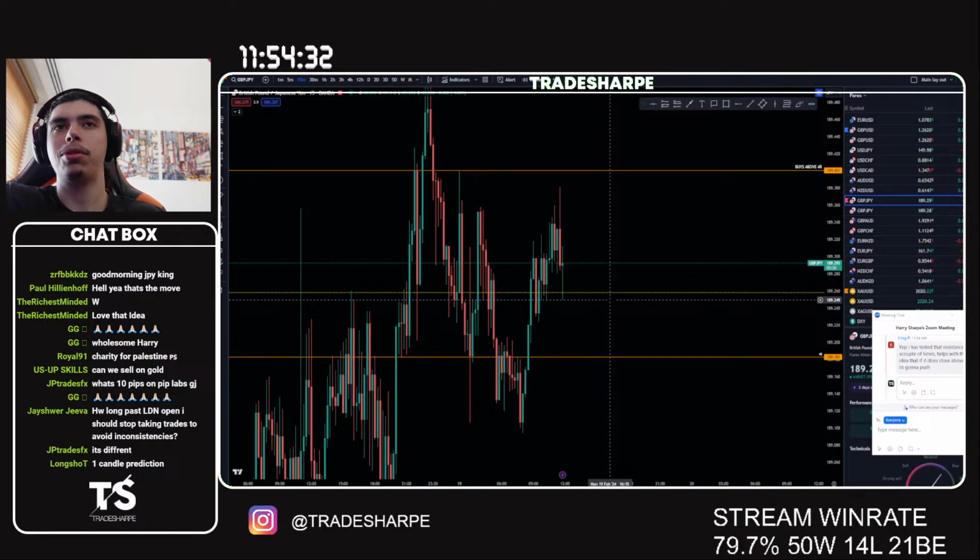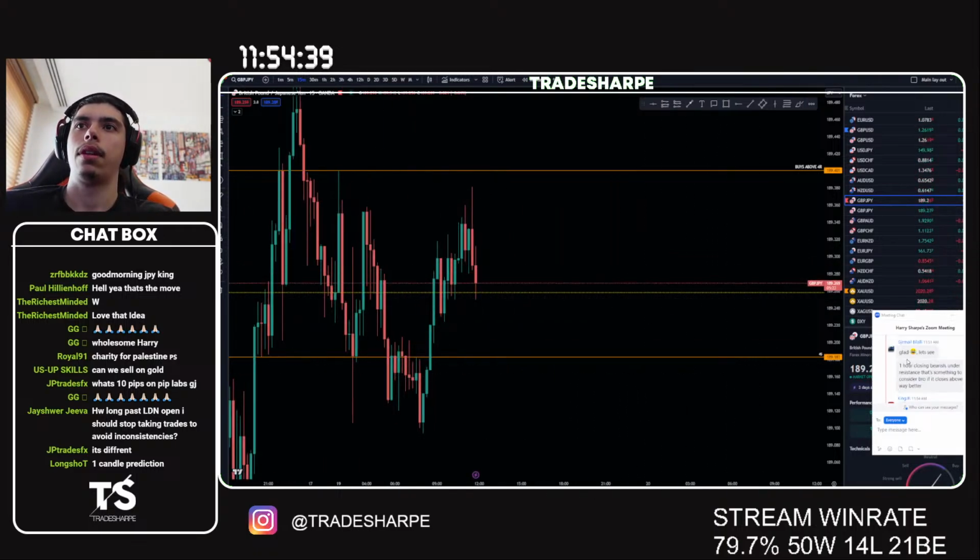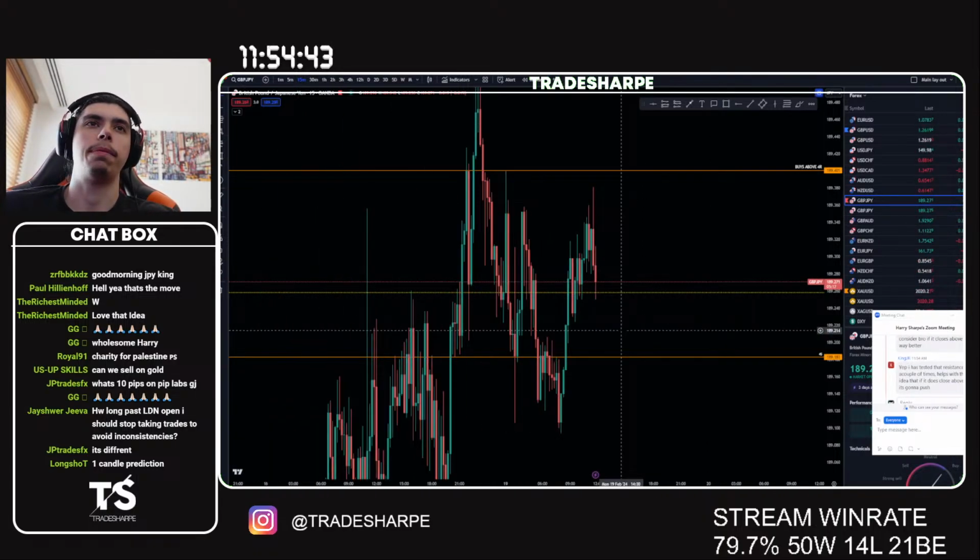What's 10 pips on Pip Labs, GJ? Whatever lot size you want to use. You can control risk. You can make 10,000 if you want. Glad, let's see. 1 hour closing bearish under resistance. Let's see.